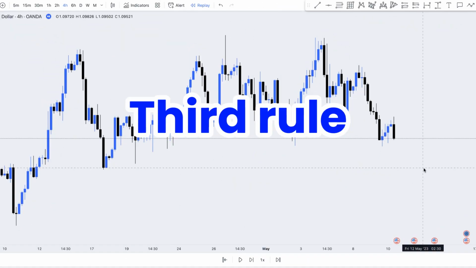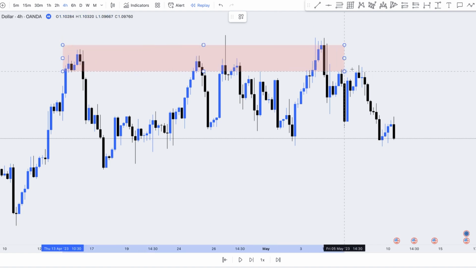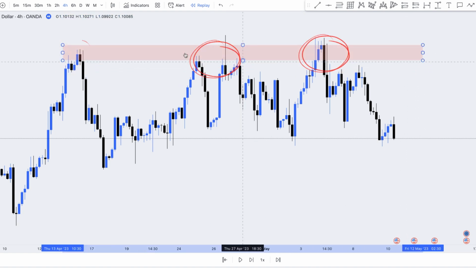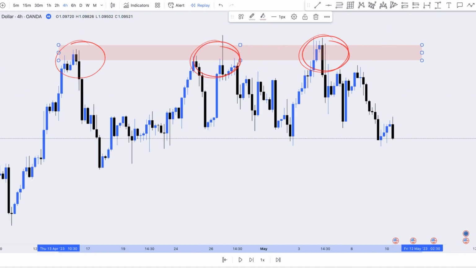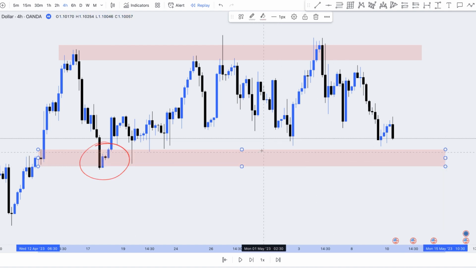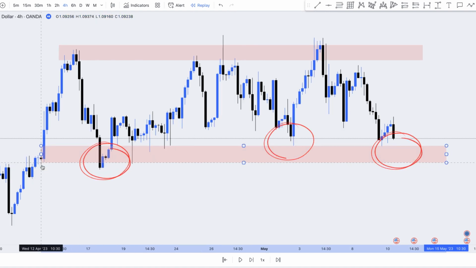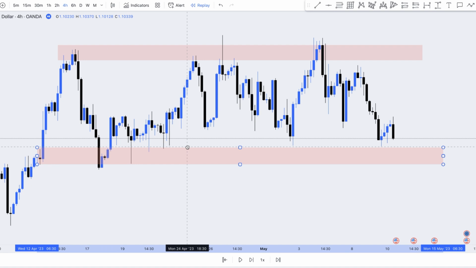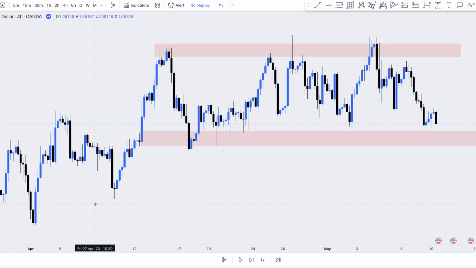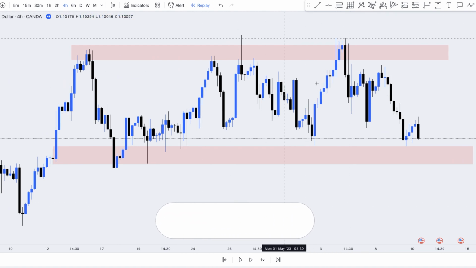The third rule is treat support and resistance as areas, not lines. So this is our resistance. We are going to treat this point as an area. So the whole of this point is an area, not a line. The same thing happening on the support level. We'll look at more examples after this. So all these points are now a level, not a line. So when you're drawing your support and resistance zone, draw them as a level and not a line.